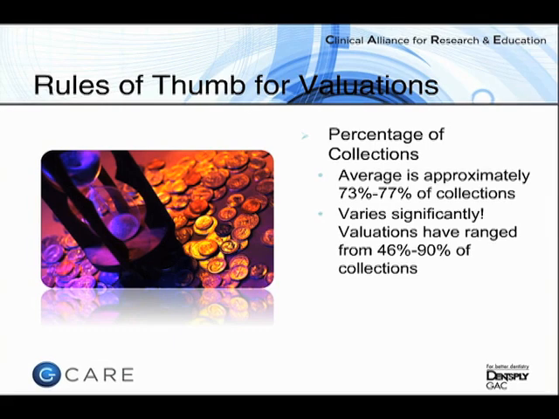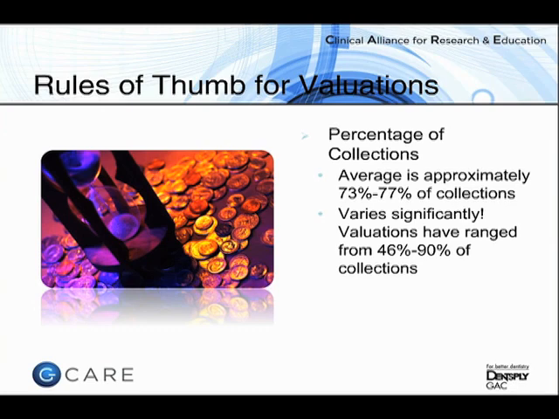The actual range, if you were to stack up 100 practices together and look at what they actually sold for, varies significantly. We have practices that have sold for 45% of collections. We have some that have sold for 95 or close to 100% of collections. Just because you're paying 60% of collections doesn't mean you're getting a screaming great deal or a bargain. It may be that the practice should be valued at that. Just because you're paying 90% of collections doesn't mean you're getting a bad deal.